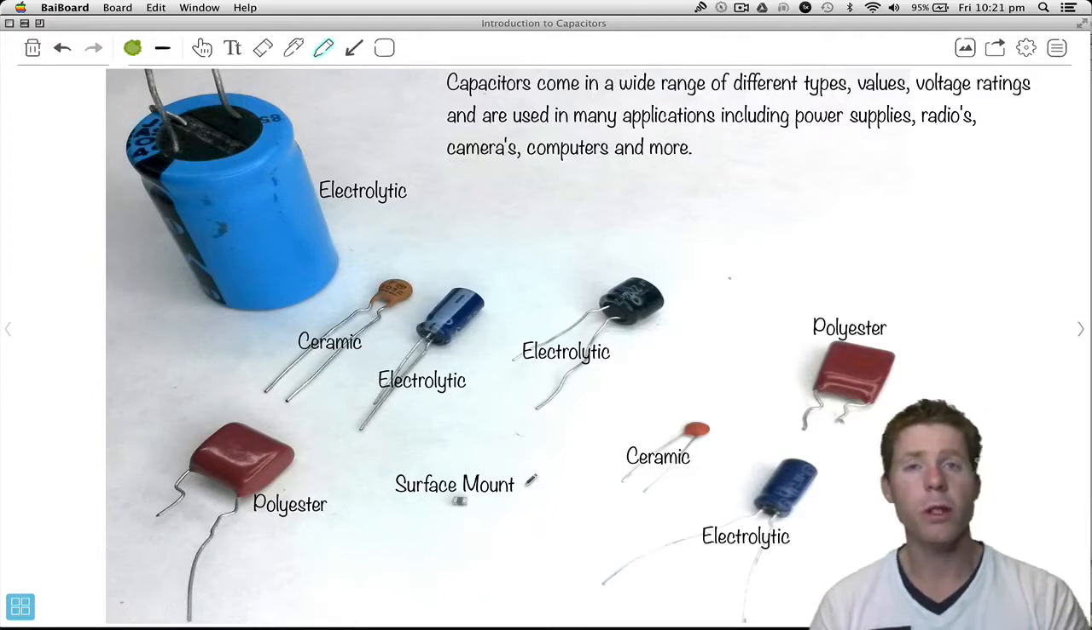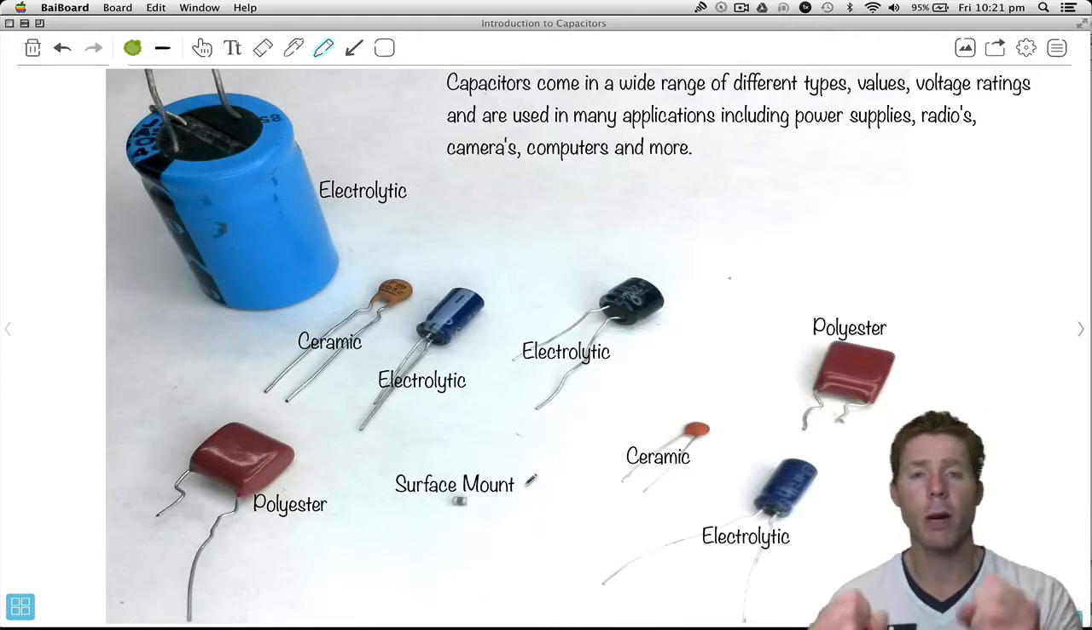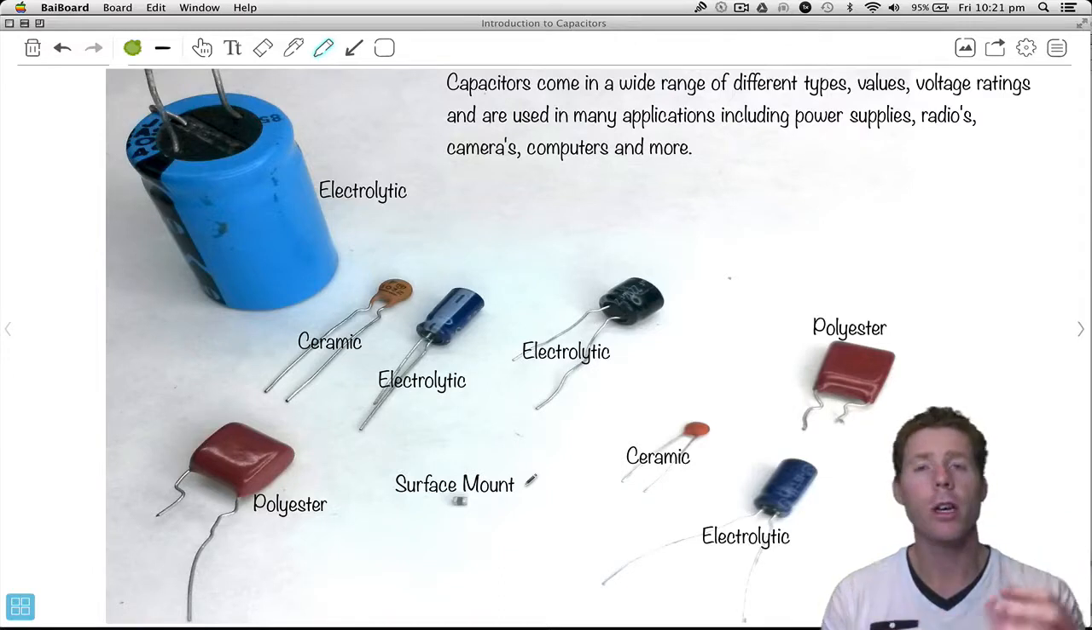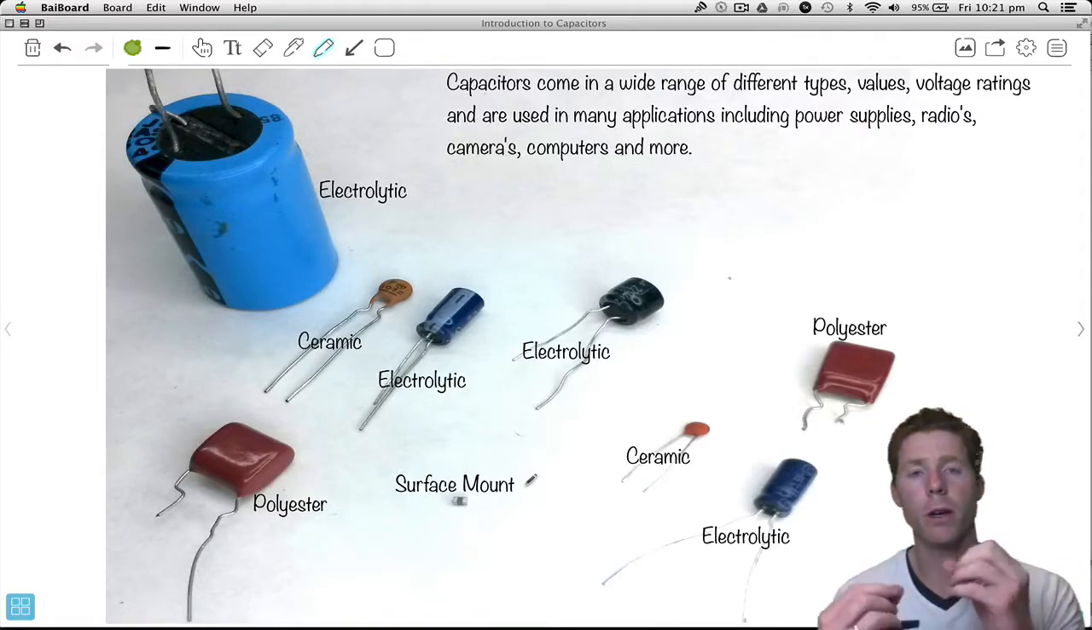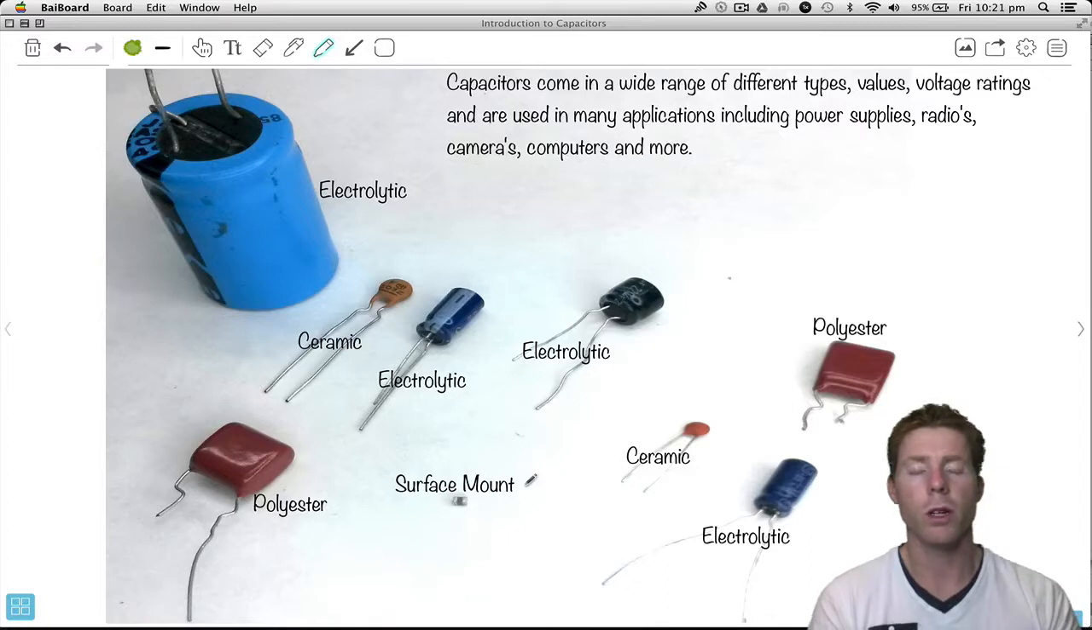We can use them in cameras, so your camera flash. Because our camera flash needs a lot of energy really quickly, we charge up a capacitor and then we supply that to a special bulb that will give you a flash.